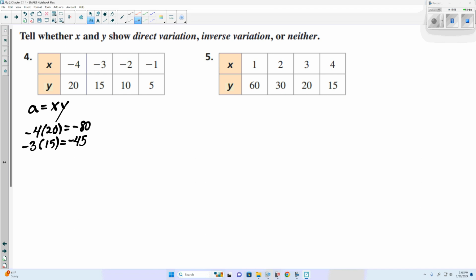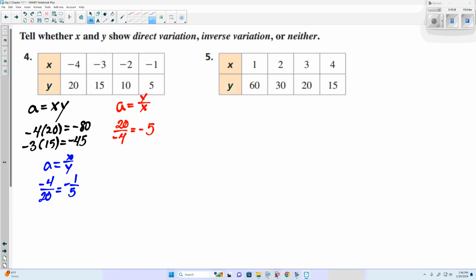Let's go on this one. A equals y over x. Is it y over x or x over y? Either actually works. Because if we do x over y, 20 over negative 4 would be negative 5. Now if we did x over y, I'll do that over here. We would have negative 4 over 20, which is negative 1/5.